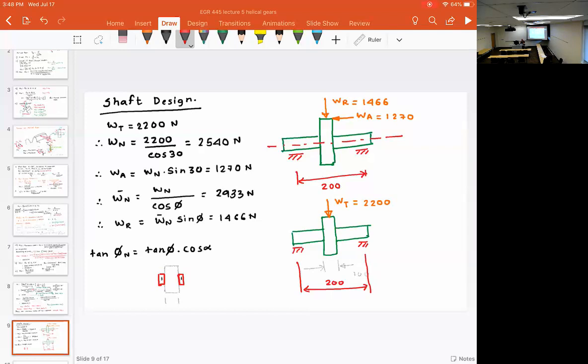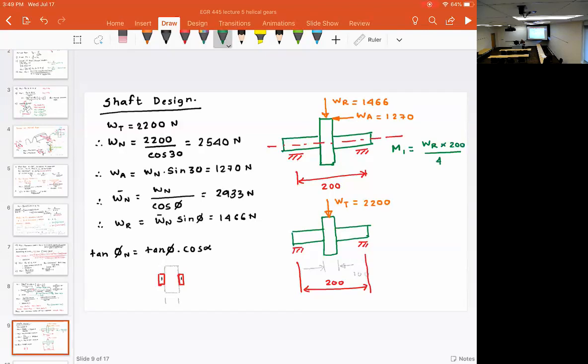So now tell me the bending moments here. So bending moment here is, I'm gonna call this the front view. So this is the front view. I'm gonna call this M1, which is WR times 200 divided by 4.